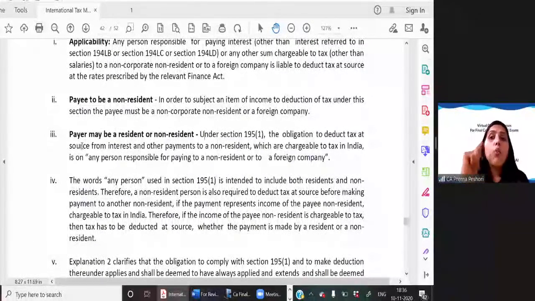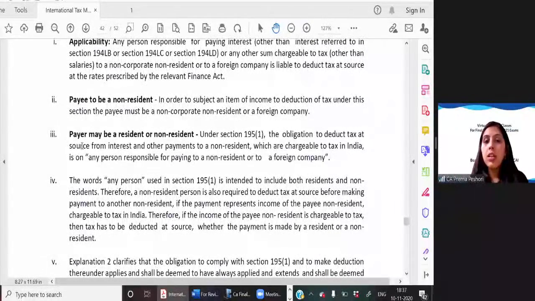In that case, Vodafone was issued the notice. Hutch was not issued the notice. The notice was issued to Vodafone. Why? Because while making the payment, Vodafone did not deduct the taxes. So it was treated as an assessee in default under section 201. Therefore, this particular section was amended at that time. It was said that when one non-resident is making payment to another non-resident, when Vodafone was making payment to Hutch, in that case also TDS under section 195 will apply.